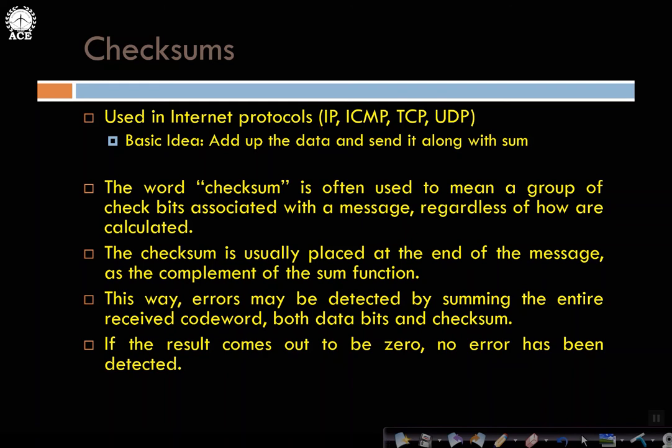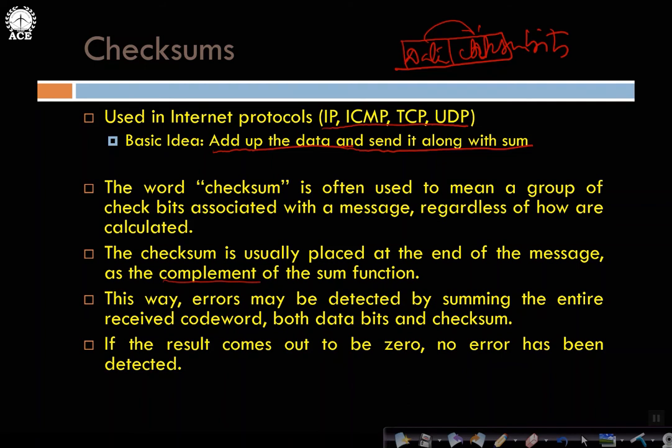This is generally used in protocols like IP, TCP, UDP, etc. So what is the basic idea? Add up the data and send it along with the sum. That is nothing but the same concept. Here is the data, and from this data, using some approach, we compute the checksum bits, add them and send them. The checksum is usually placed at the end of the message, or the complement or some manipulation of the sum function. So this is the approach.